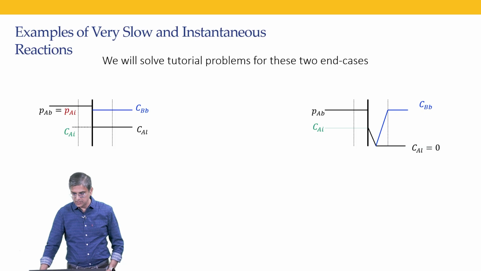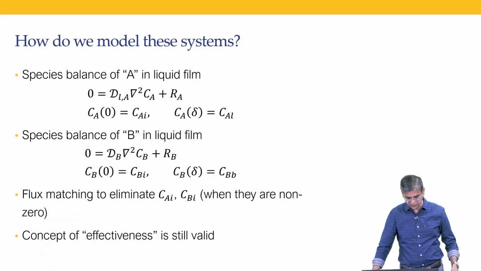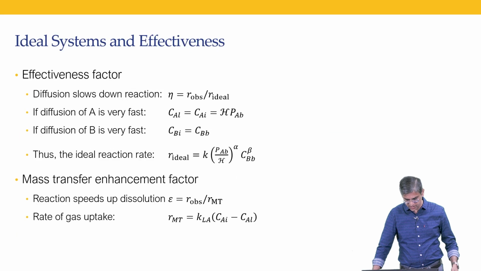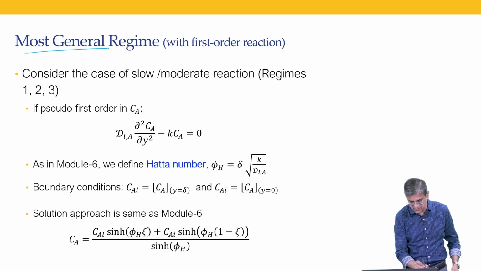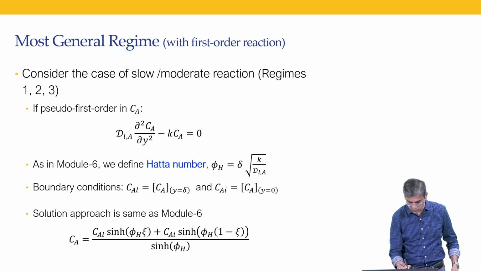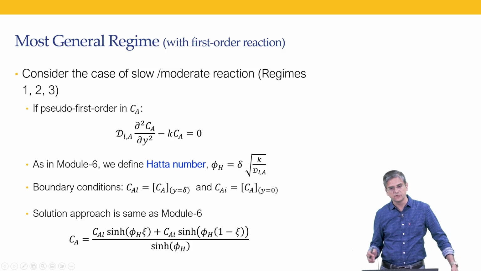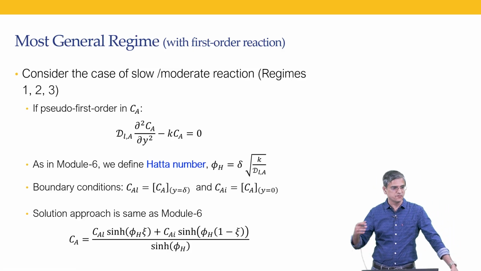So, we will solve the two cases as a part of tutorial tomorrow. They are also part of your assignment that we have put up. And thereafter we will look at the rest of the cases, so, the most general case. This is what, for example, your textbook does. What your textbook does is it considers regime 1, 2 and 3 together. So, regime 4 is a separate case and 1, 2 and 3 is a unified case.